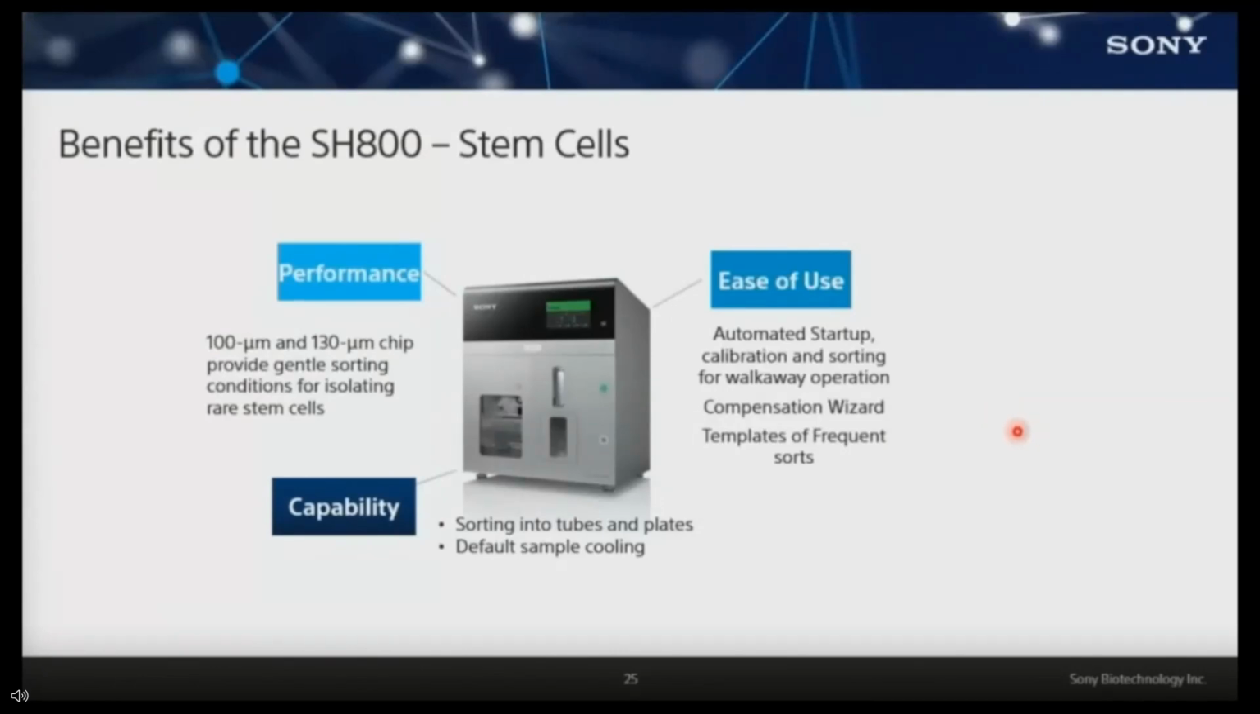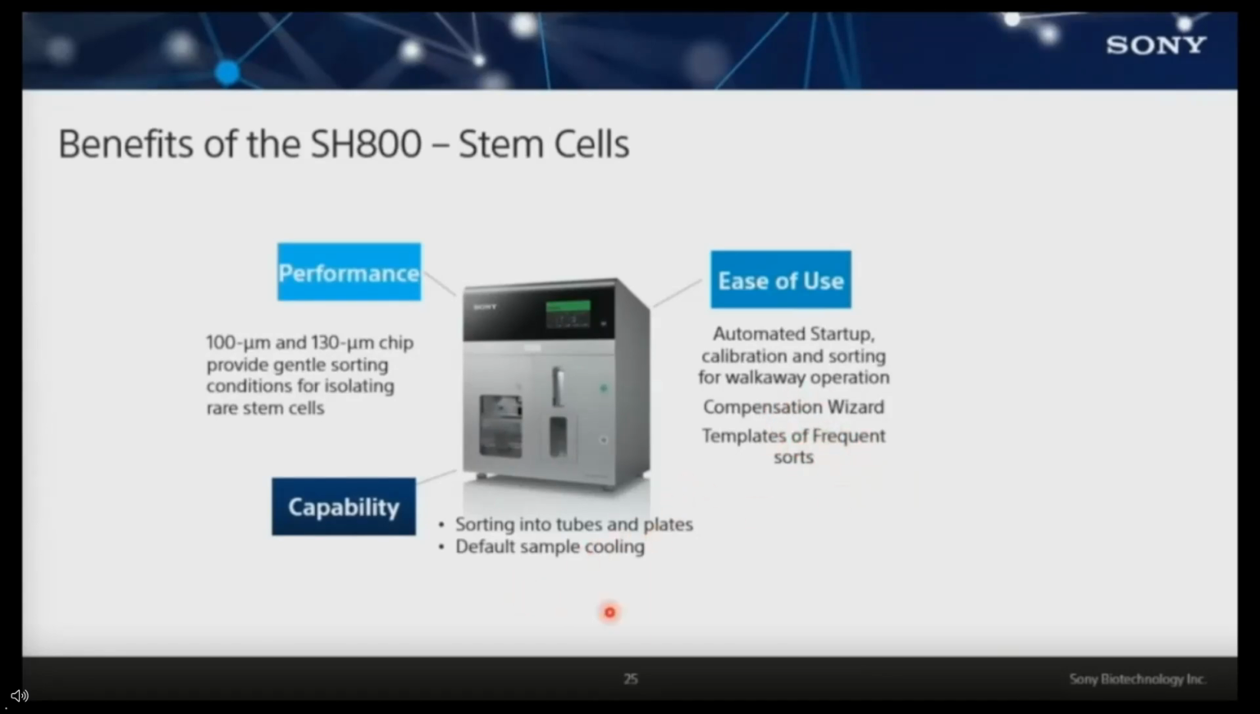If you have people that come from a non-flow background, compensation is critical, right? You do it wrong, you might not get the data you want. You might not get the cells you want. Compensation wizard guarantees the ideal matrix every time. If you're doing the same assay, you want to maintain consistency between technicians, grad students, postdocs. Again, you can create templates. You can run an experiment based off of templates. So again, this helps with ease of use.